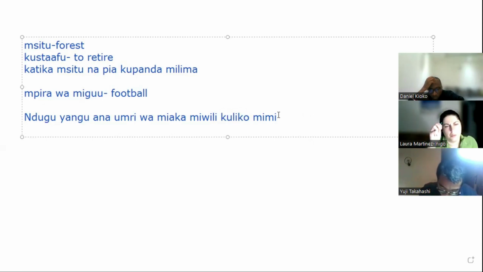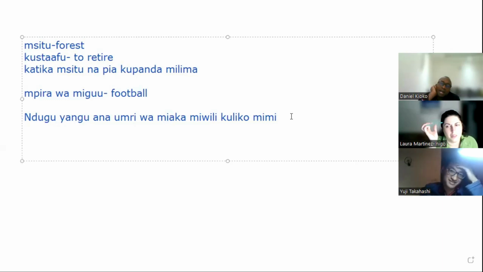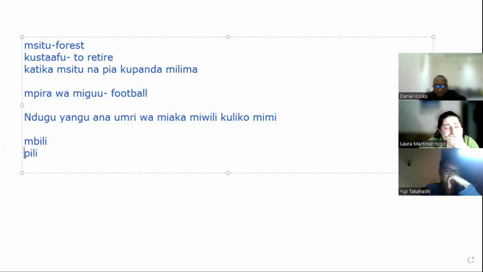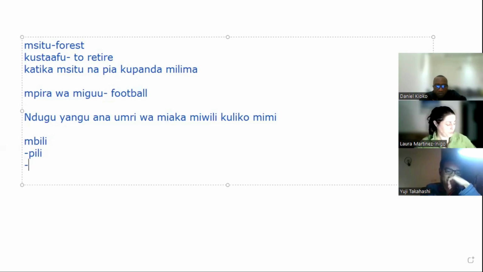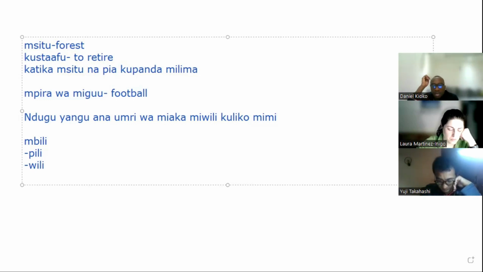Where's two? Miwili means two. Oh yes, because of miaka. Mbili. When we come to agreement of noun class, two will change to miwili. I see. Sometimes you can see pili and then wili. Because of the noun class. But for now, just say mbili. Learn how to say mbili first. Don't worry about that one, it's easy to fix.